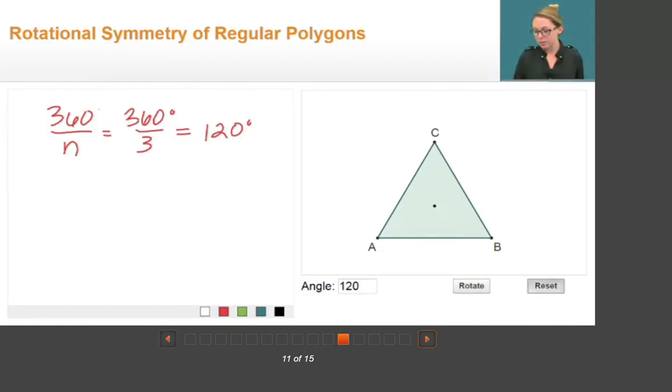So let's try these angles out one more time. Let's try another multiple of 120. Let's try 240 degrees. We'll rotate one more time. So we can see that this triangle rotates 240 degrees, and again, it's mapped onto itself.